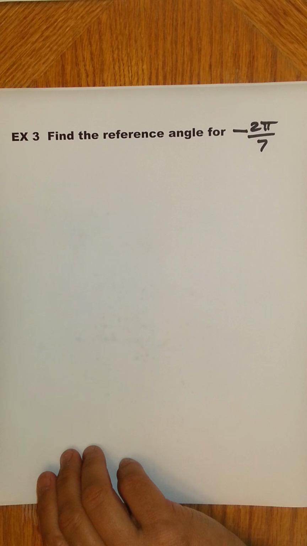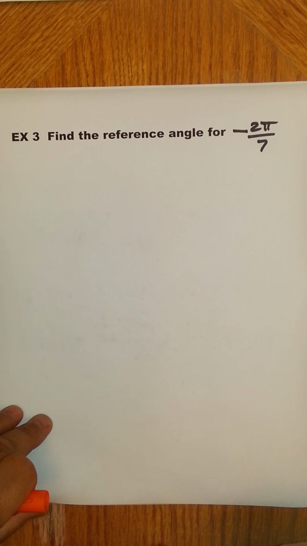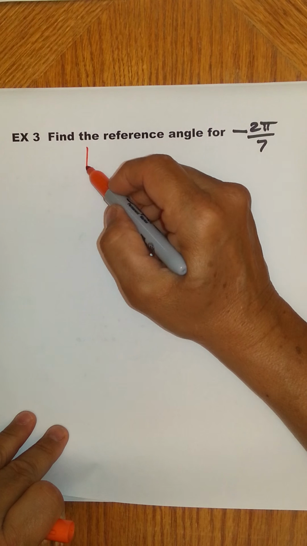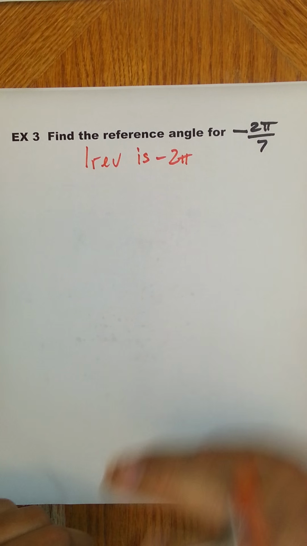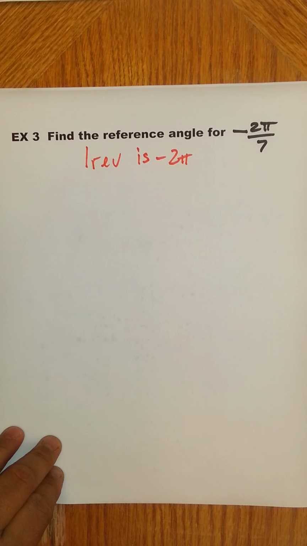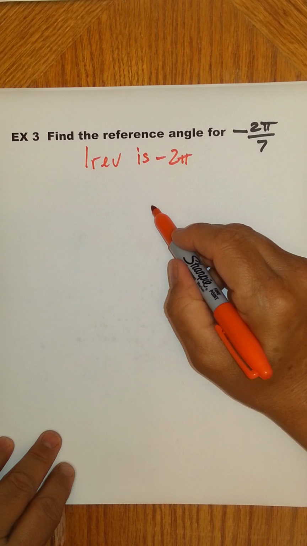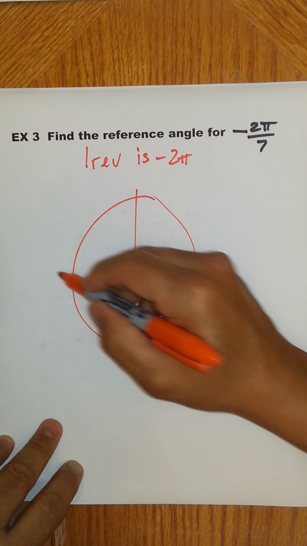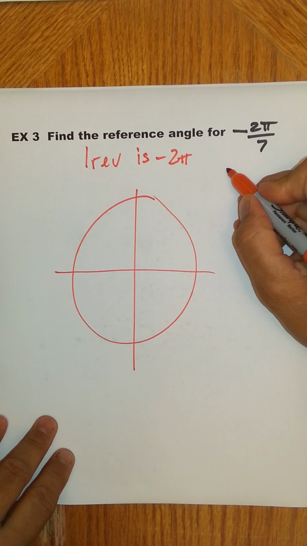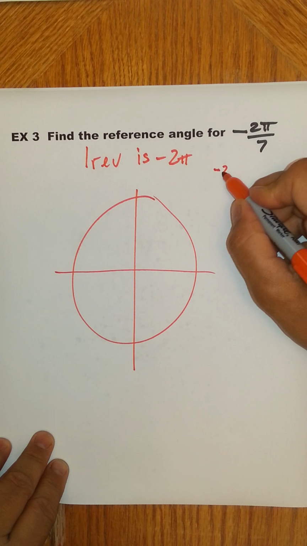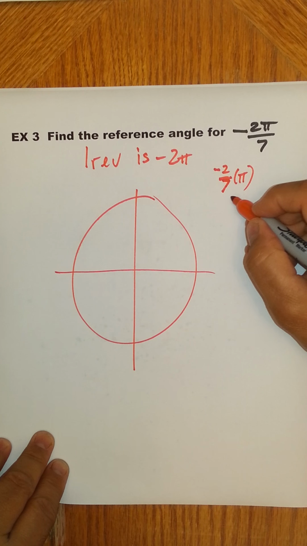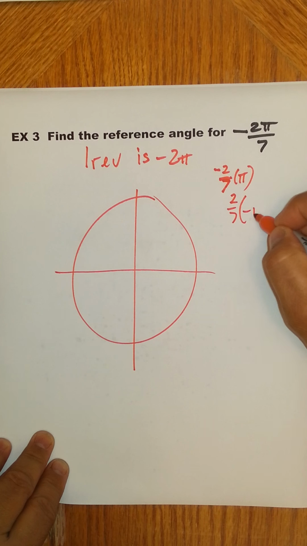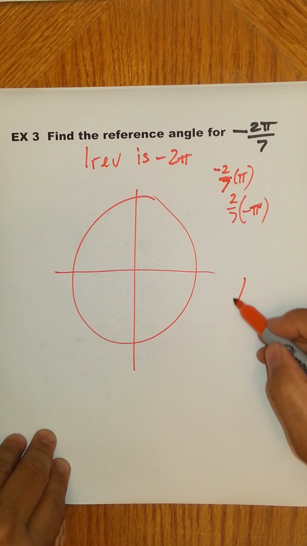Here's another example. Find the reference angle for negative 2 pi over 7. Now, I know that one revolution would be negative 2 pi in this system. We're dealing with the radian system with exact measure with pi, and we're going in the negative direction. So essentially what we have is negative 2/7 of 1 pi, or you could think of it as 2/7 of negative pi, right? So we're going in the negative direction.